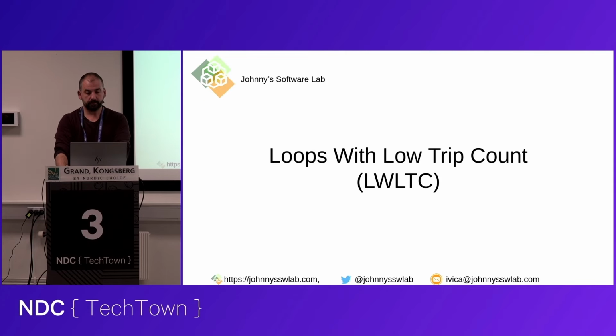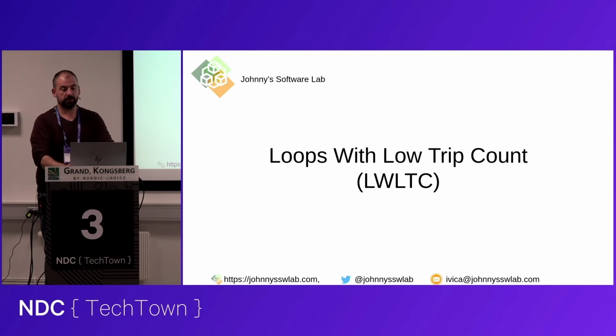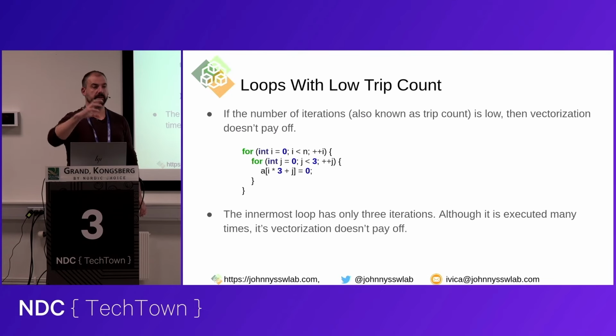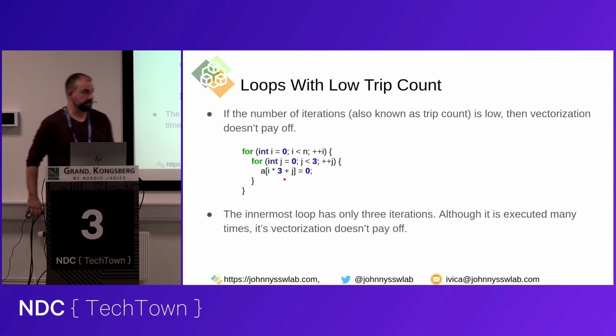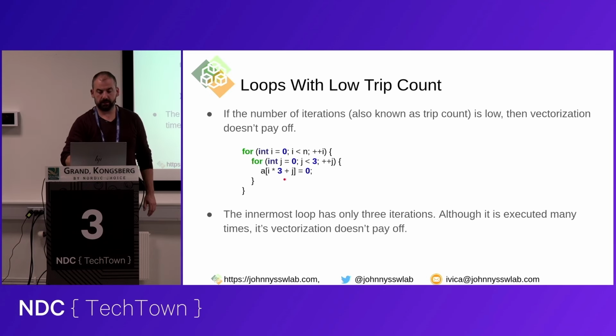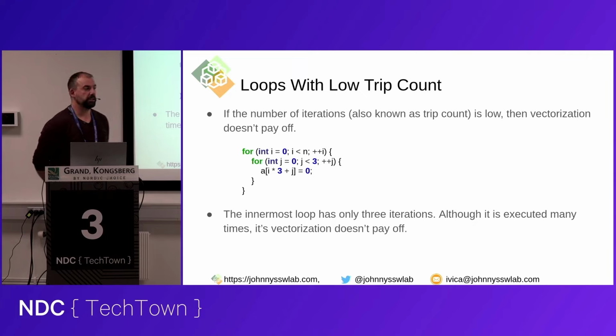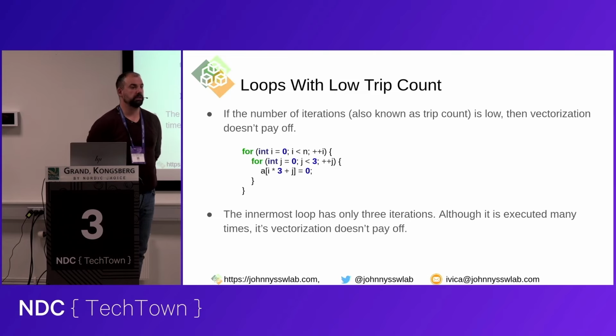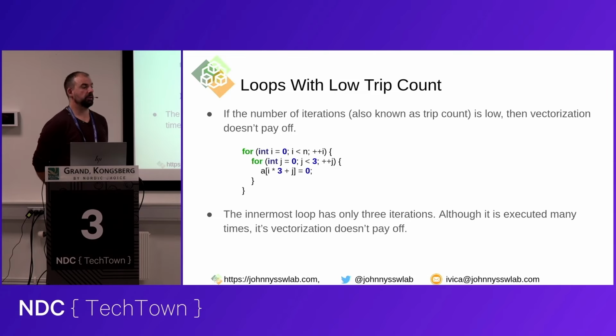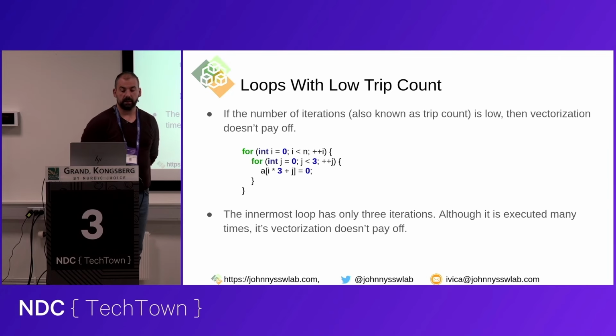Okay. The next thing is loops with low trip count. Trip count means small number of iterations. So a loop's trip count is the number of iterations. And look at this loop here. Why is low trip count a problem? Low trip count is a problem because if you have 3 iterations and your vector size is 4, essentially you are just wasting place in a vector.